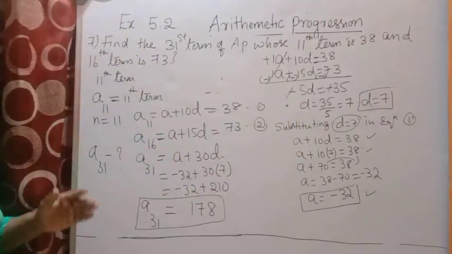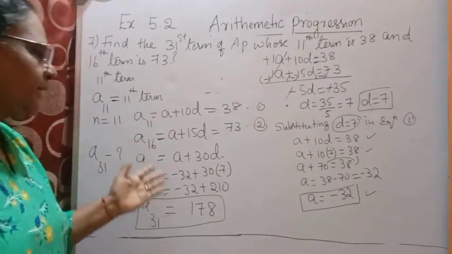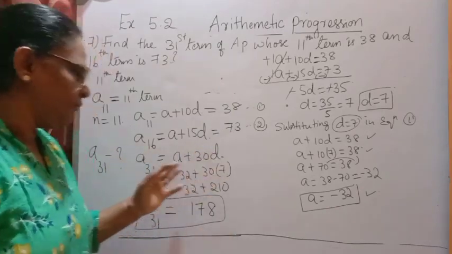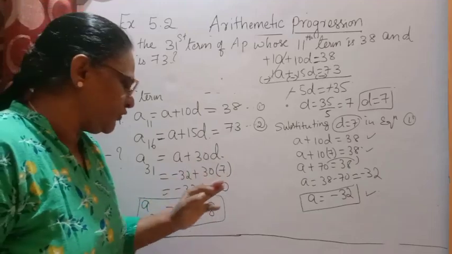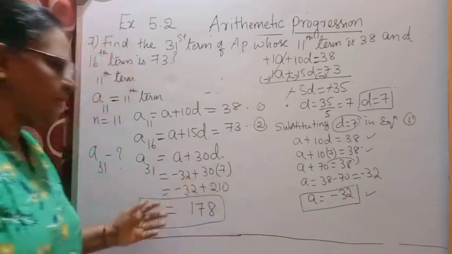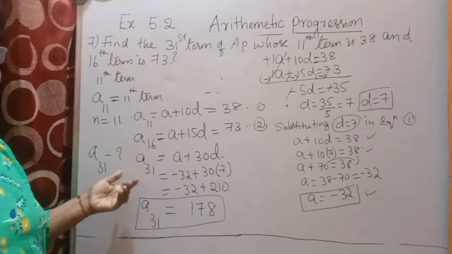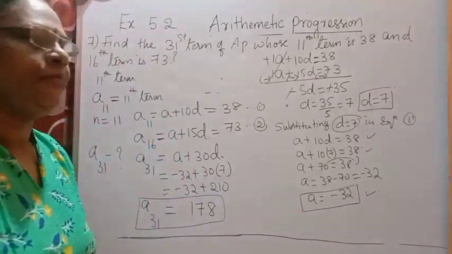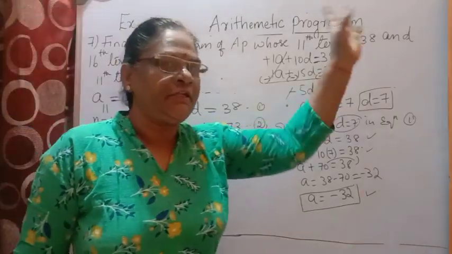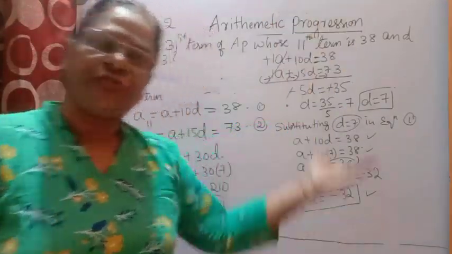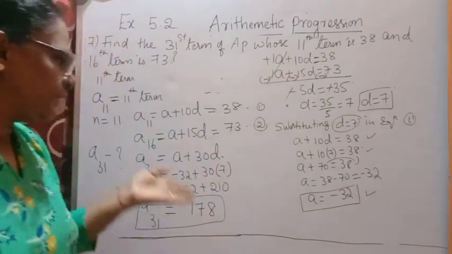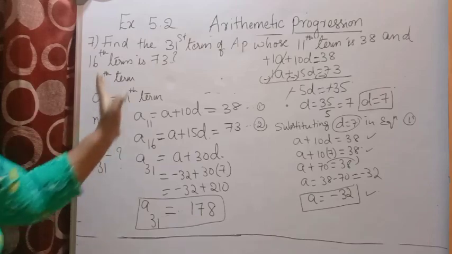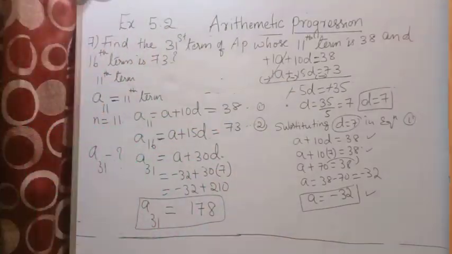Okay, the 31st term means N value is 31. So, you can directly put the term here. A31 is equal to A plus 30D. So, A value is minus 32 plus 30 into 7, minus 32 plus 210. Otherwise, you can also find A31 using the formula Tn is equal to A plus N minus 1 into D. A is known, D is known, N is known. You can easily find AN. You can use that formula to find the term, or directly take the term and put the values. Okay. This is how you can solve the problems. Thank you.